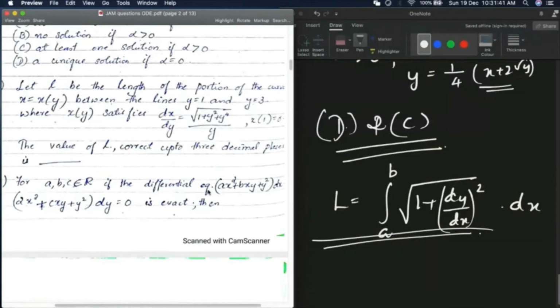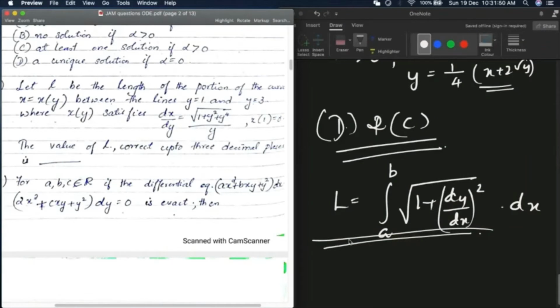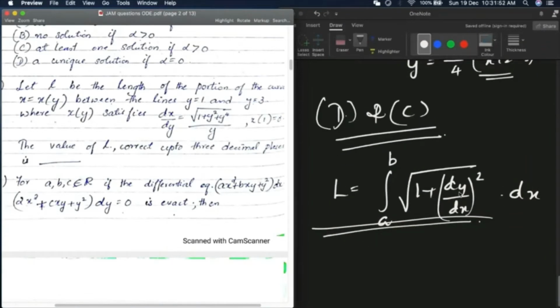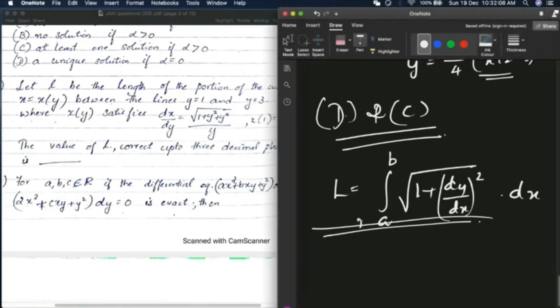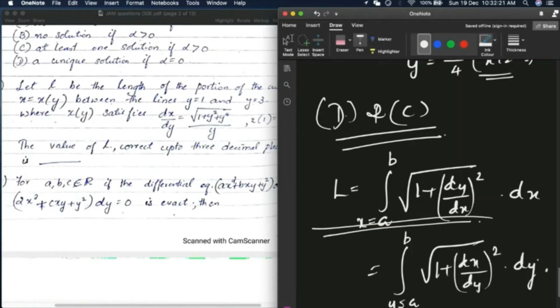So dx by dy is given to you. So here your equation is given as x dash instead of dy by dx. So that is okay. You can use the same formula and the limits have to be given accordingly. Here the y limits are given. So these are the x limits if you know dy by dx, or else you can use the formula with y equal to a to b. This is the other case.